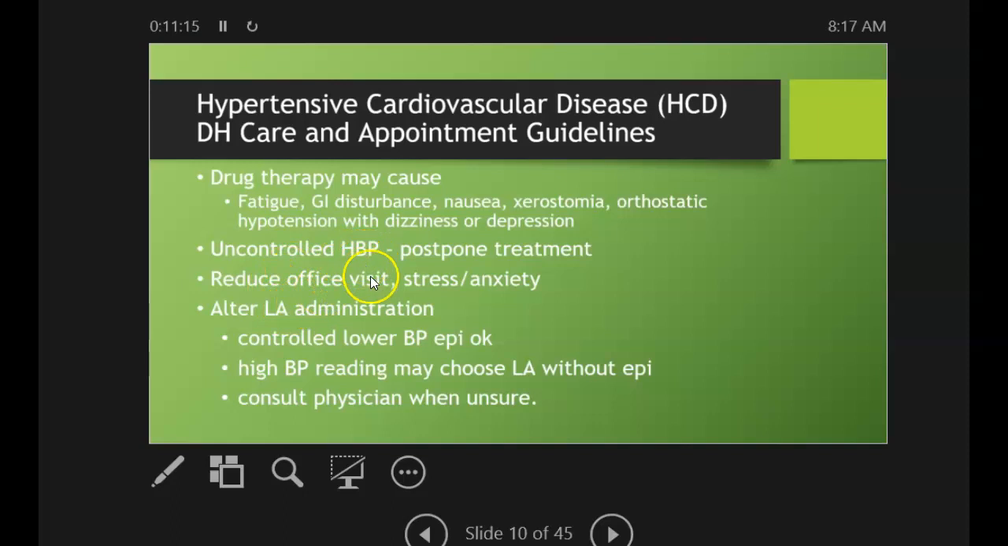Uncontrolled high blood pressure. Patients need to not be treated. We have our cutoffs in our clinic. We have to postpone treatment till their high blood pressure is under control. We want to reduce their office stress, the stress and anxiety they have when they're in our office. So talking to them about stress management and figuring out what we can do to make their appointment more comfortable. And when it comes to local anesthetic, we want to be careful with our epi. We may choose a local anesthetic without epinephrine, maybe the 3% mepivacaine. And if we're not sure if it's something we need to worry about or not, we can always consult with their physician.